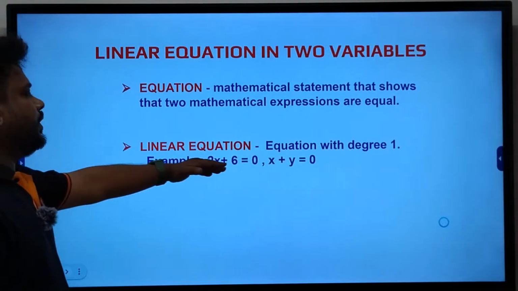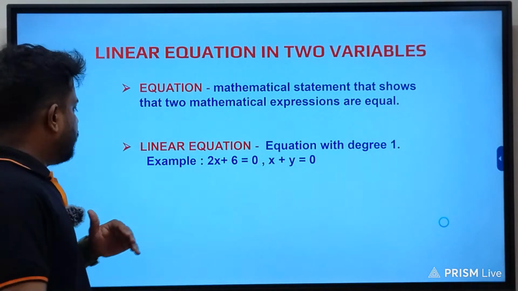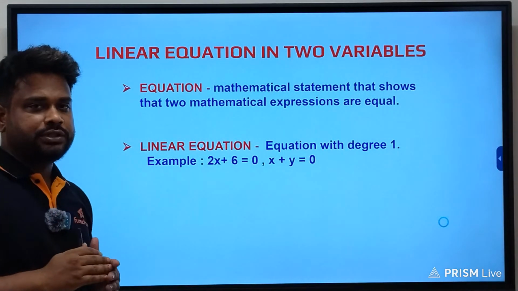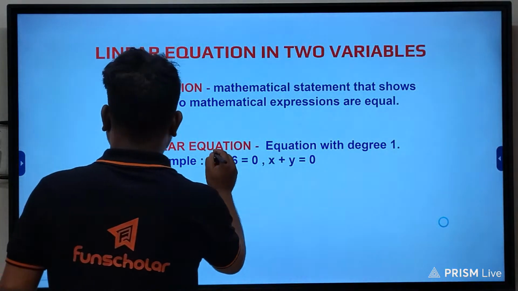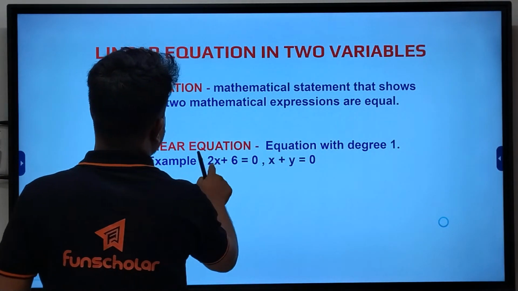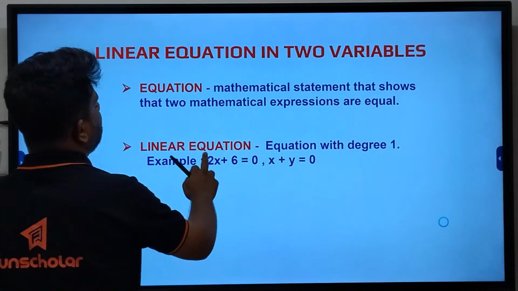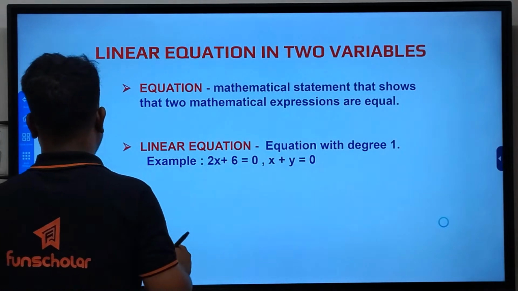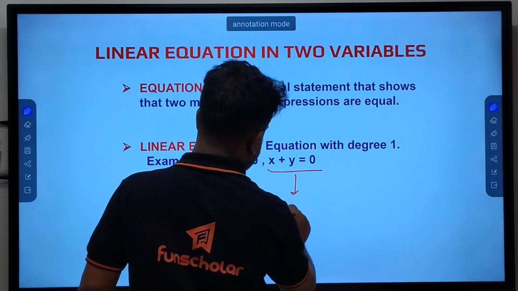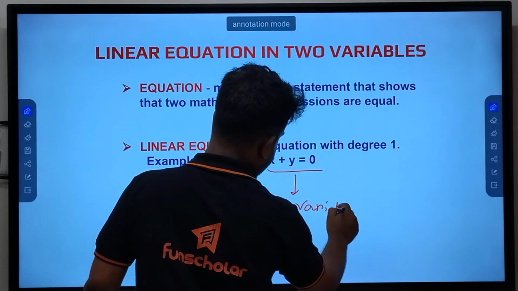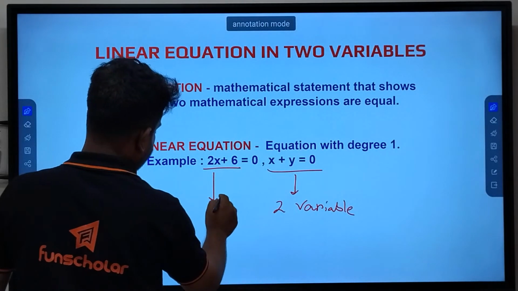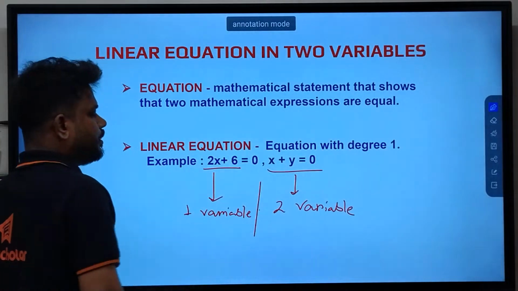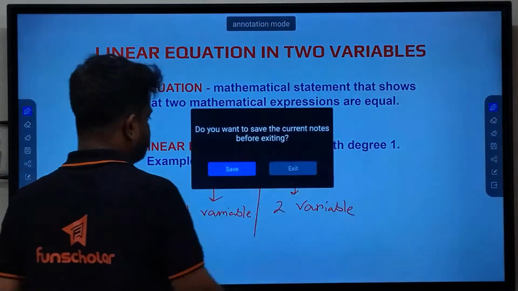Examples we already discussed: 2x plus 6, x plus y. These are all degree 1 equations or linear equations. But there is a slight difference: the first has only 1 variable, so it is a linear equation in 1 variable, and the other has 2 variables, so it is a linear equation in 2 variables. Okay, let's go further.